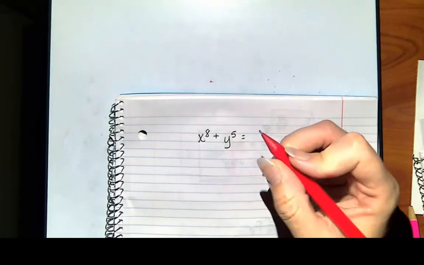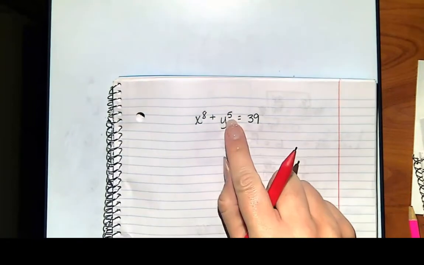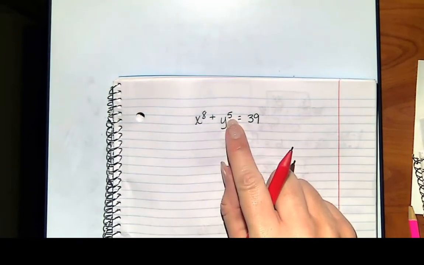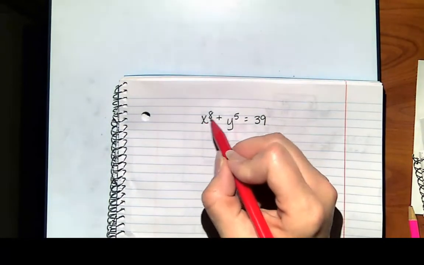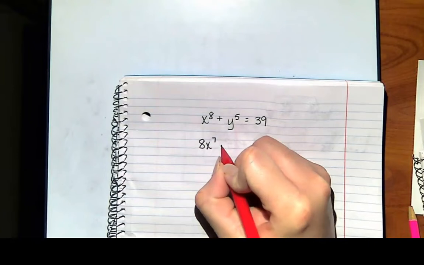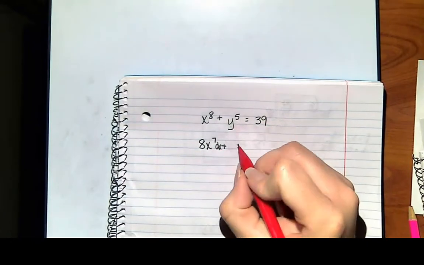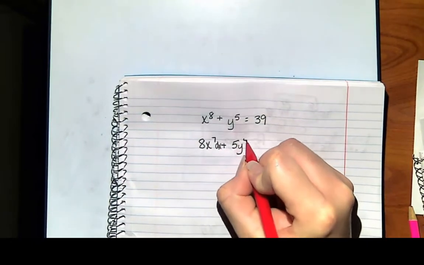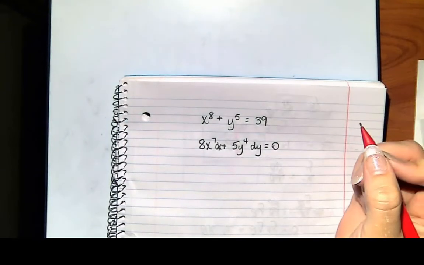And that is going to equal 39. So this is not a function. How do I know it's not a function? Because I got a variable attached to my y. So differentiating implicitly, take this derivative. Here's an 8x to the 7th dx plus a 5y to the 4th dy equals 0.